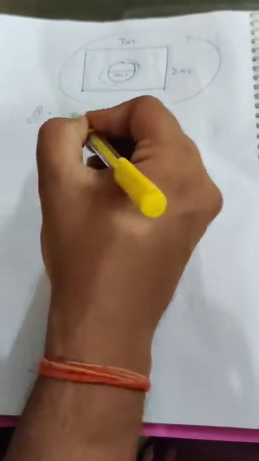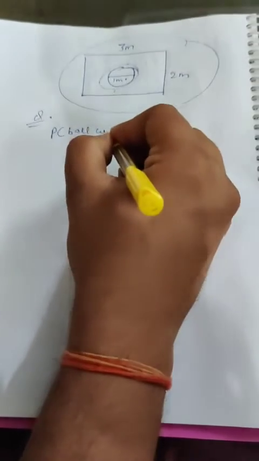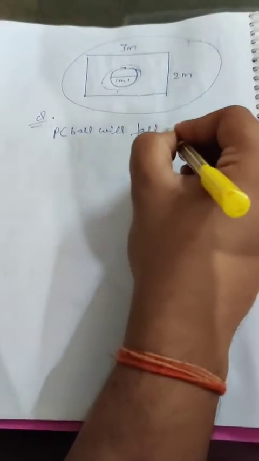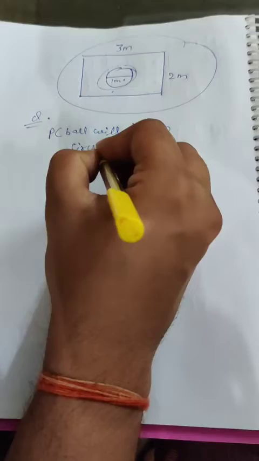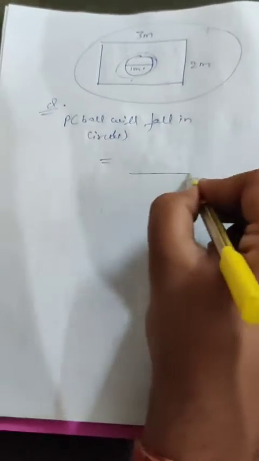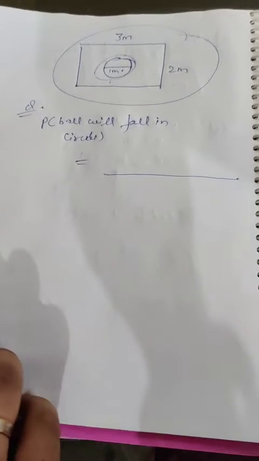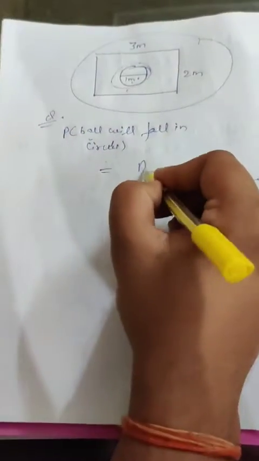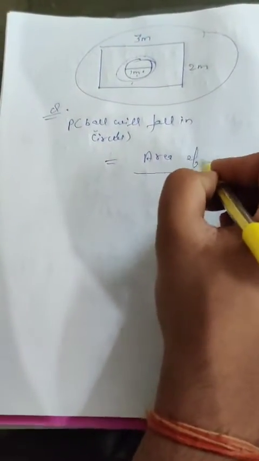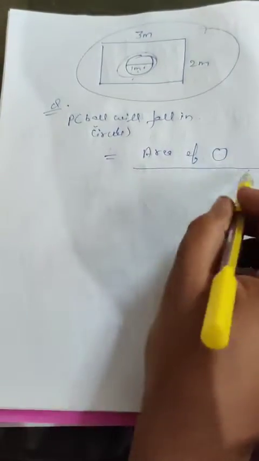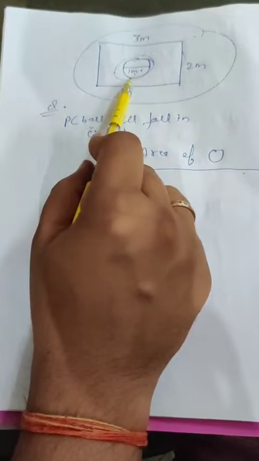The probability that the ball will fall in the circle is, as you know, the formula of probability: number of favorable outcomes divided by total number of possible outcomes. So what is the favorable outcome here? That the ball will fall in that circle. So the area of the circle divided by the total number of possible outcomes. What is the total possible outcome except this circle?